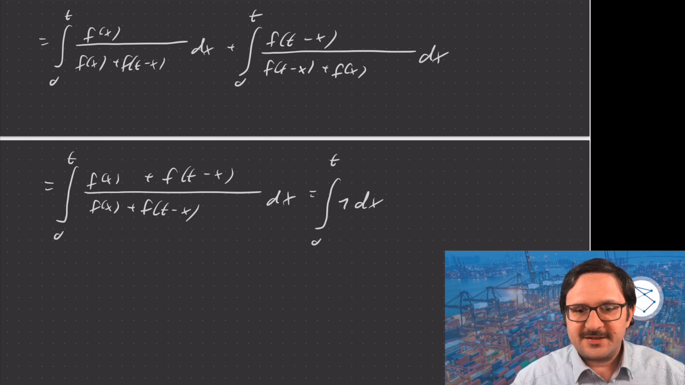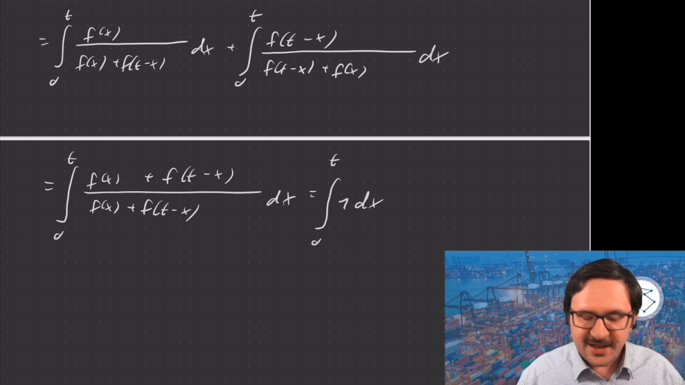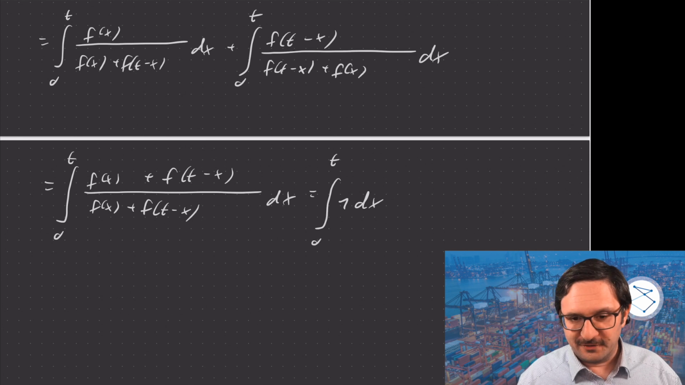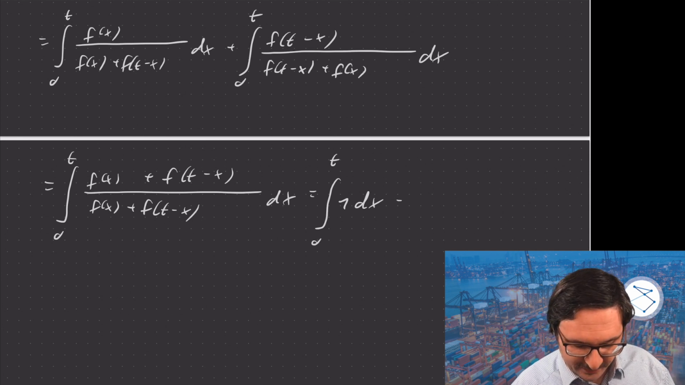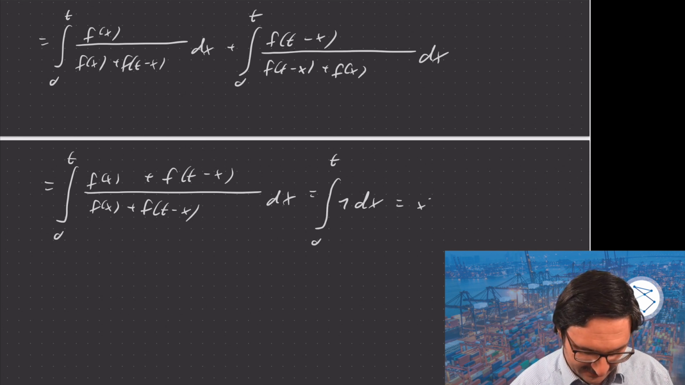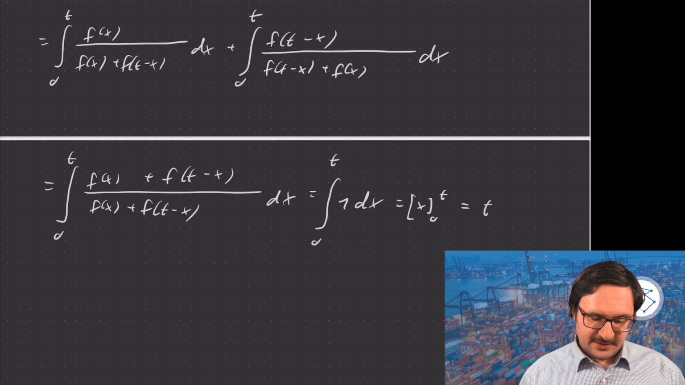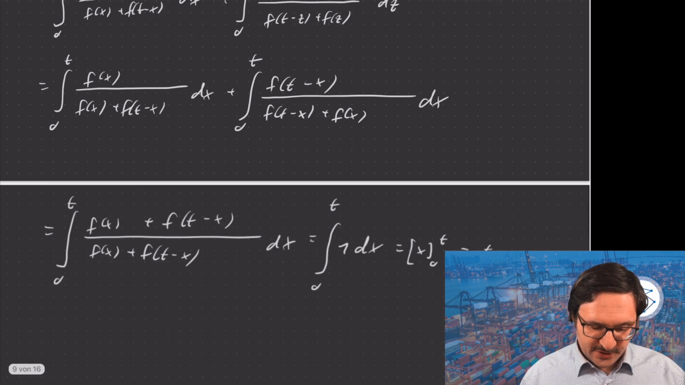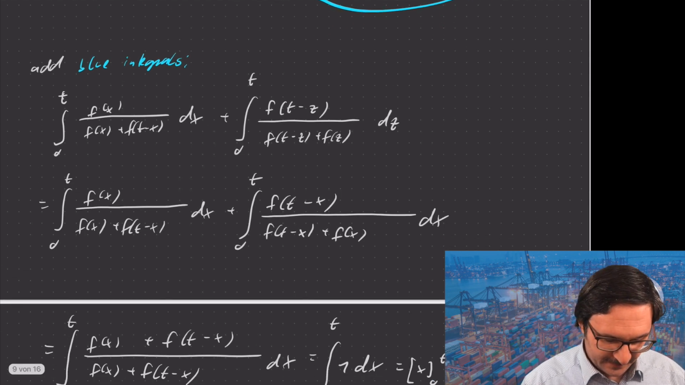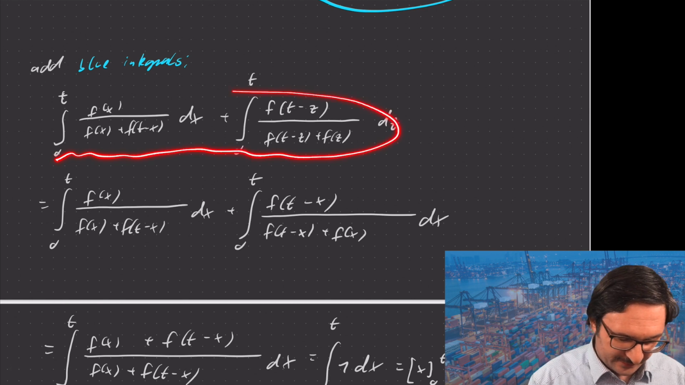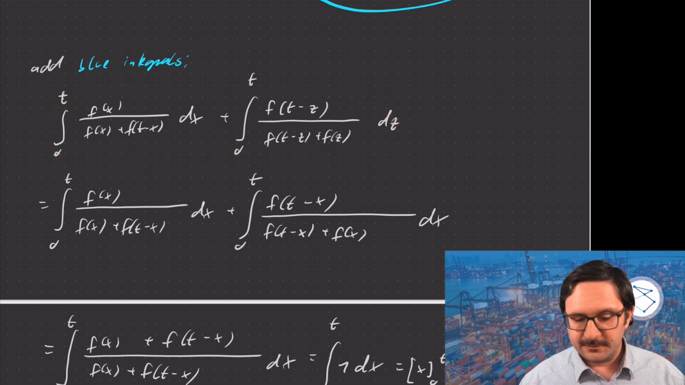And now you can see where this is all going. The integral of 1, that's easy to solve, right? The integral over 1 is just x from 0 to t, and of course if we evaluate that, what we get is t. So in other words, the sum of these two integrals is t.